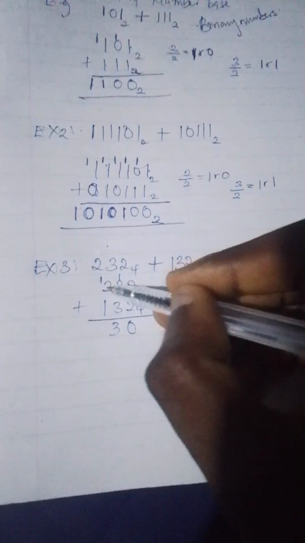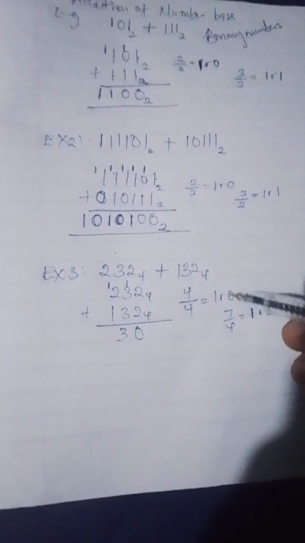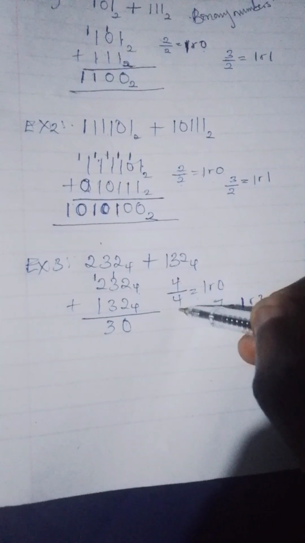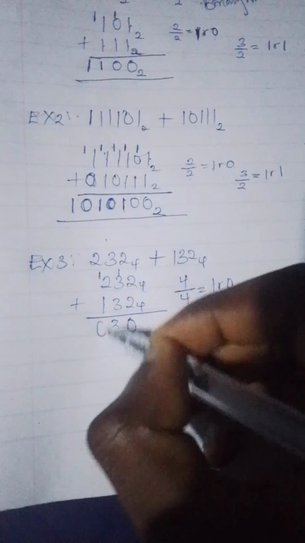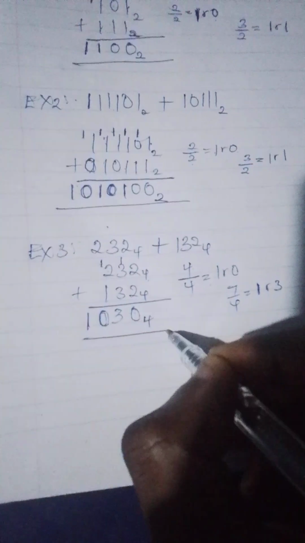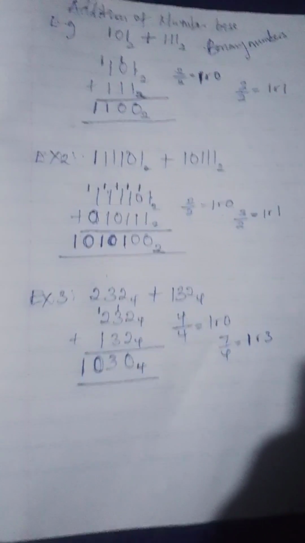Then 1 plus 2 plus 1 is equivalent to 4. 4 is also equal to the base. So I will use the same approach. 4 divided by the base 4, which is what? 1 remainder 0. So I write the remainder first, then 1 follows. Then don't forget your base. Very important. So this is how to add higher bases together.